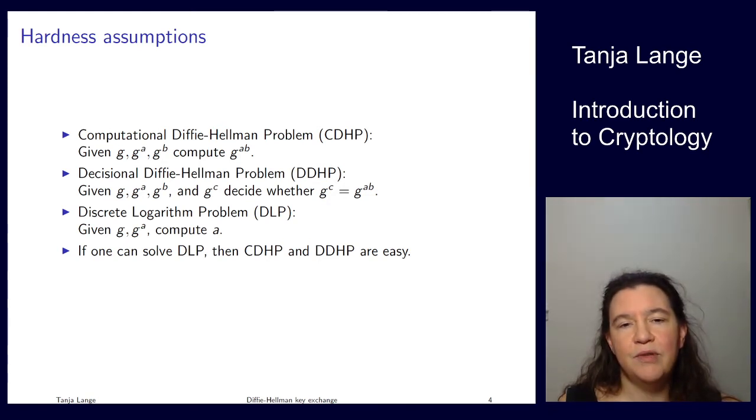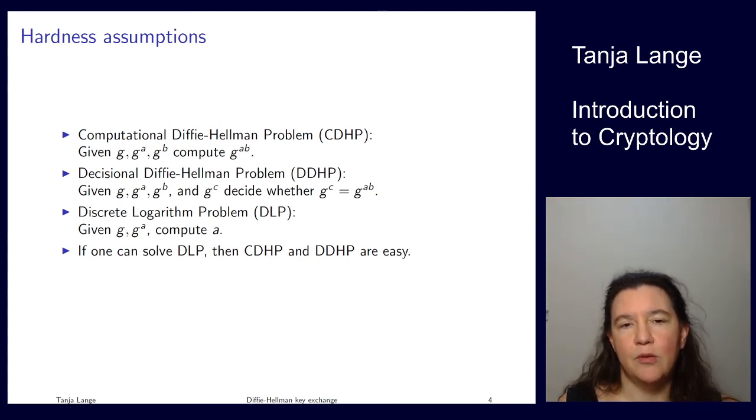Now, the real problem that we normally study is the discrete logarithm problem, which is to just get Alice's secret key. So given the generator and given Alice's public key, compute her private key a. Now, if you can solve the discrete logarithm problem, then you can also solve the computational Diffie-Hellman problem, and you can solve the decisional Diffie-Hellman problem.